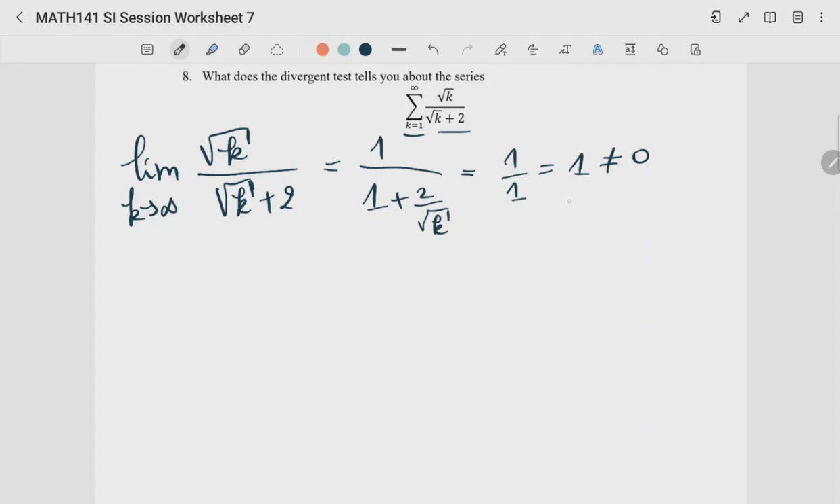And what that tells us is that since this limit is different from 0, the series diverge. That is based on the divergence test. So the series diverge.